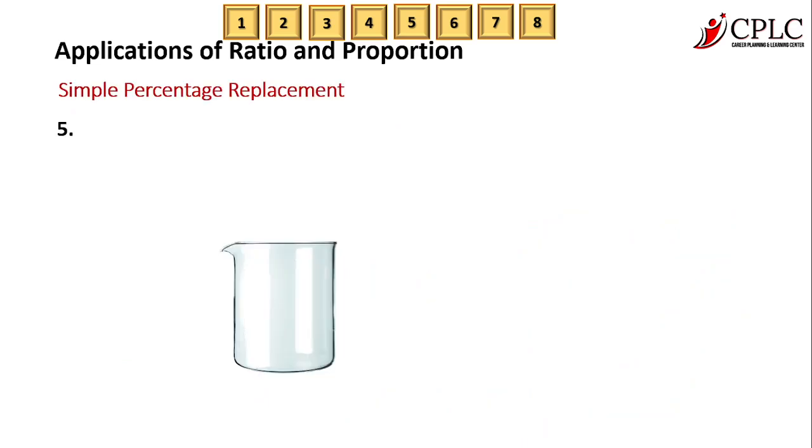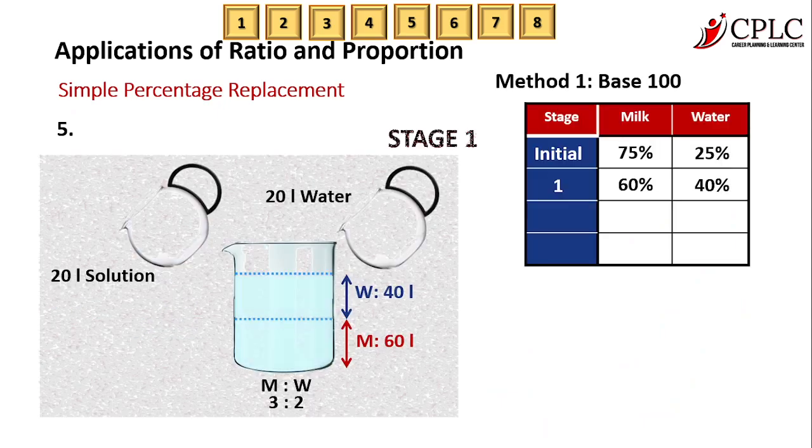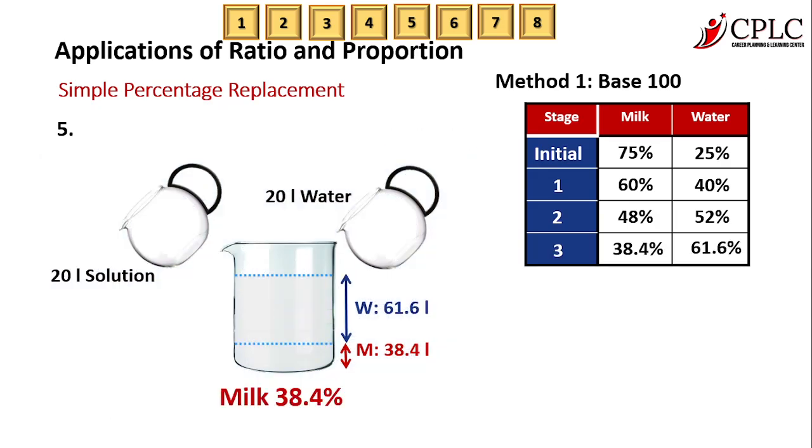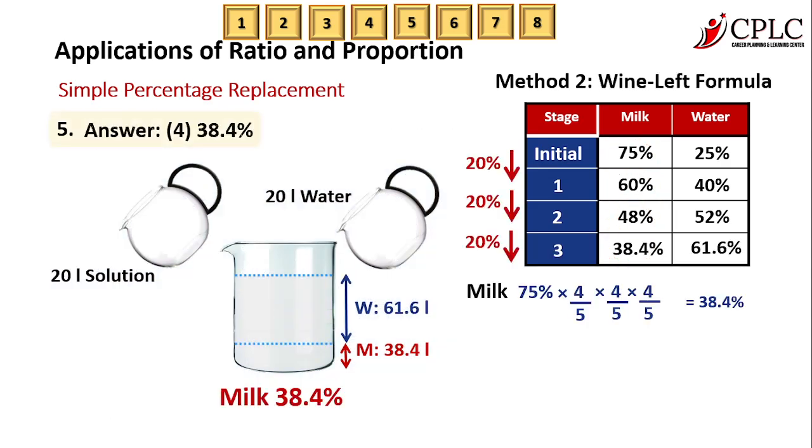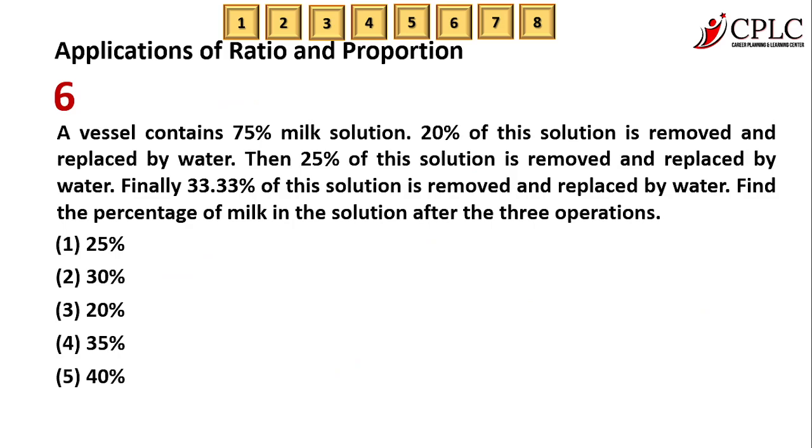Now, let's do the next one, that is question number 6. It says a vessel contains milk solution 75% and 20% is removed and replaced by water. Then 25% is removed and replaced by water. And finally, 33.33 is removed and replaced by water. Find the percentage of milk in the solution after the three operations.